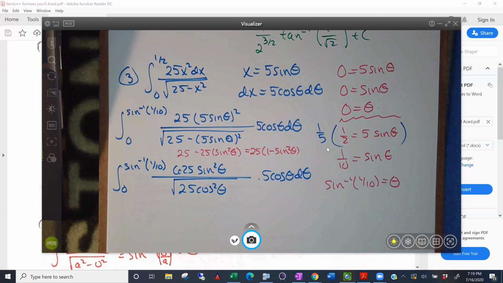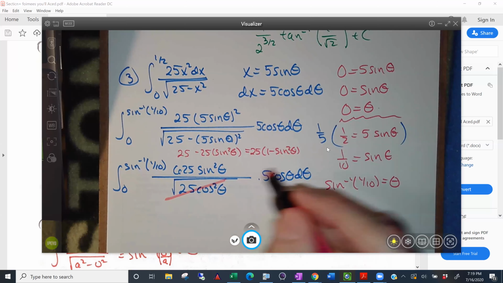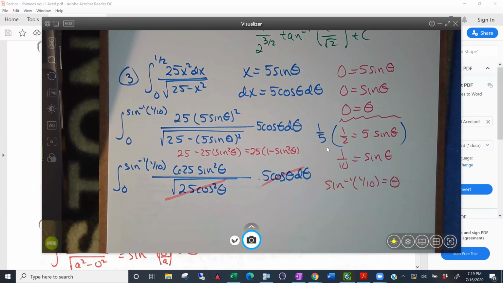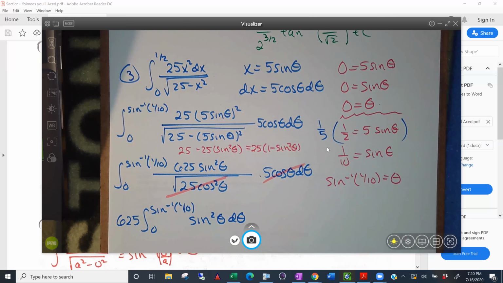Now there's some good news here. Square root of that is 5. Square root of this is cosine of theta. So we get a nice big cancellation here of this and that. All that disappears, leaving me with the d theta and the 625. So I'll take the 625 out in front, 0 to sine inverse of 1/10 of 625 times sine squared of theta d theta. All right, this one we can work with.